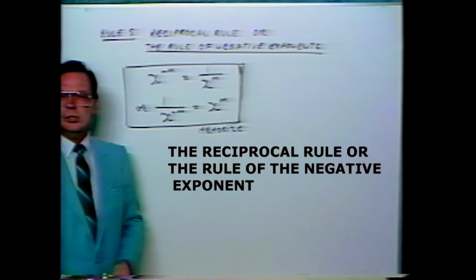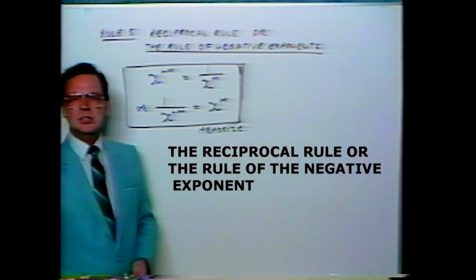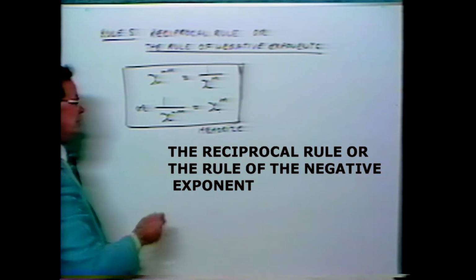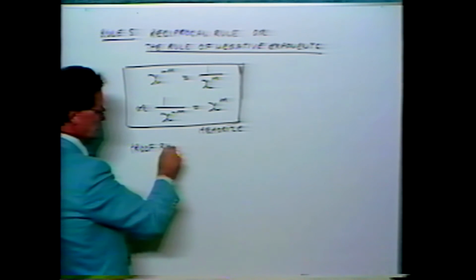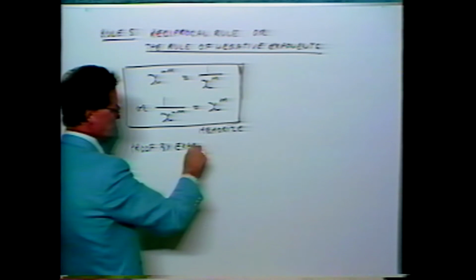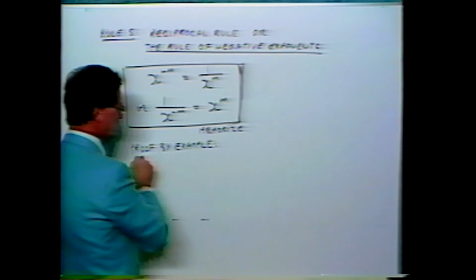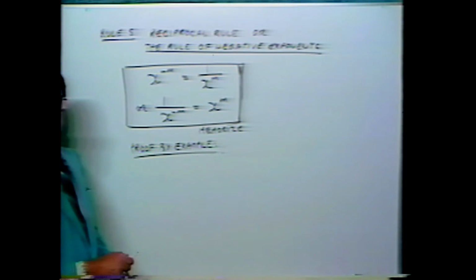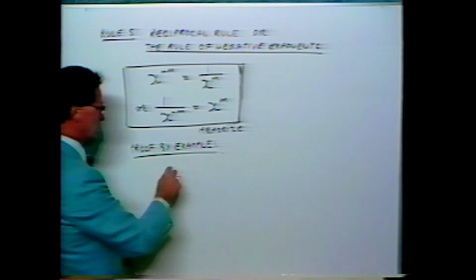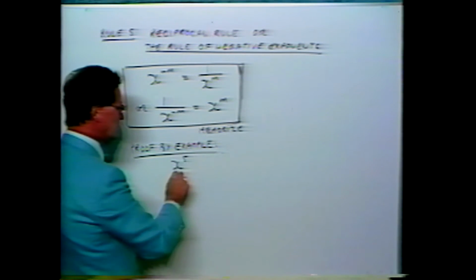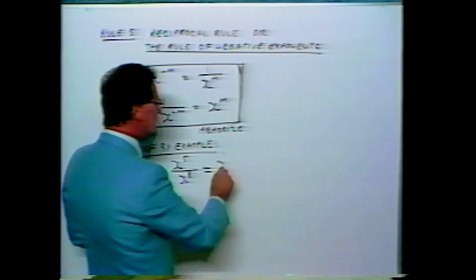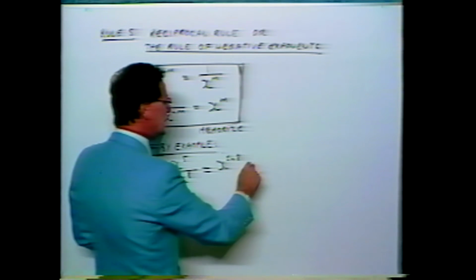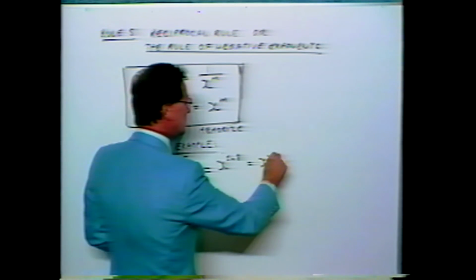The rule can be shown to work by using a specific example, and this method of proof is often called proof by example. By using the rule of division of powers in the following: x to the 5th divided by x to the 8th, we have that this is x to the 5 subtract 8 equals x to the minus 3.